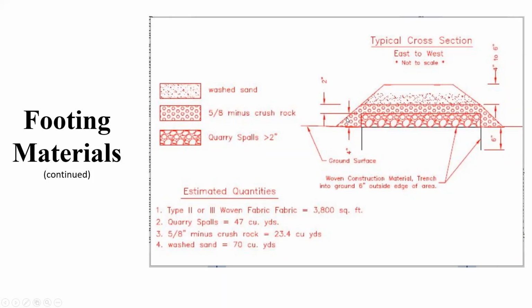Then on top of that woven fabric, you have a smaller crushed rock, like a 5/8 minus, that gets compacted. And then on top of that, you have 4 to 6 inches of coarse washed sand. And that allows the rainwater to drain down through this. But you have this woven barrier to keep your sand and your gravel from mixing with the native soil.